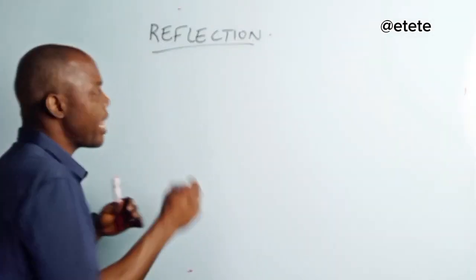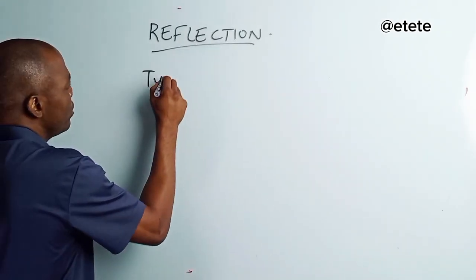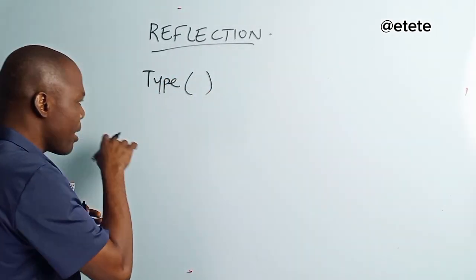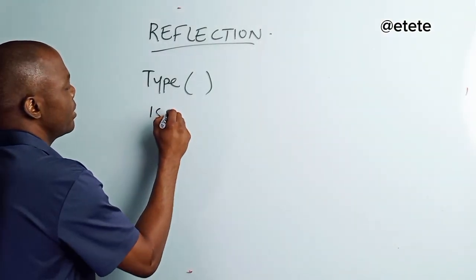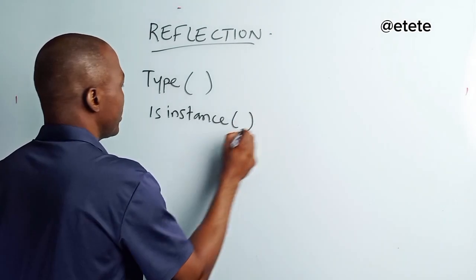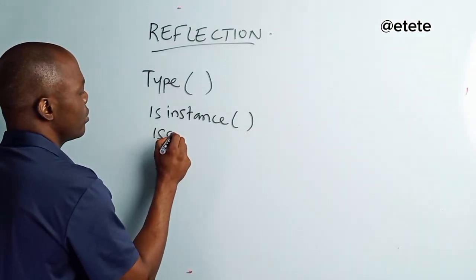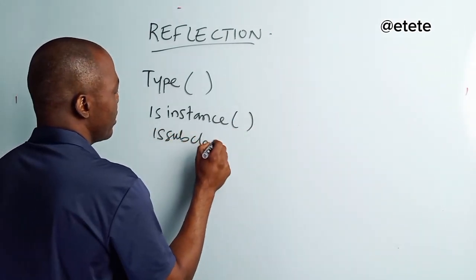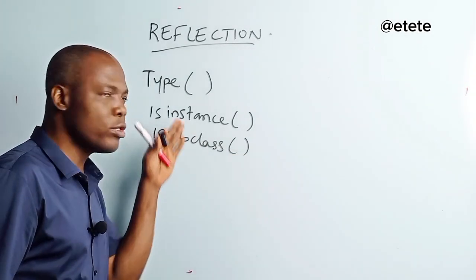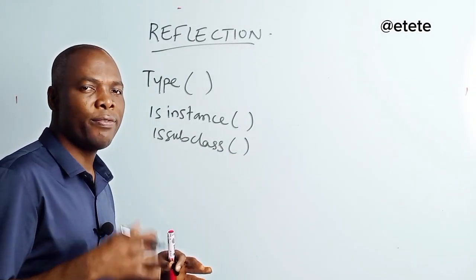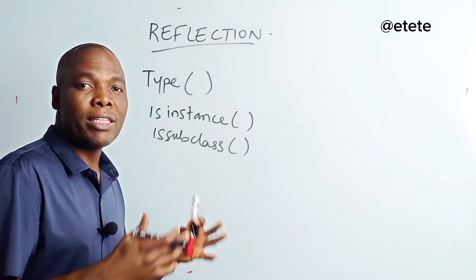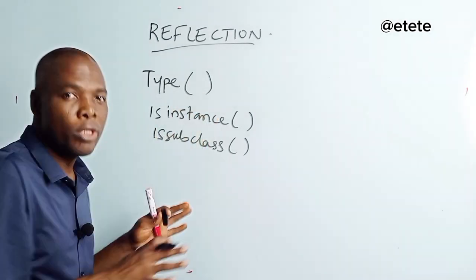So we have something like the type function. We've used this severally, right? This type function, what does it do? Then we have the isinstance function. We have the issubclass function. Now, there are many of these tools that you can use to actually find out anything about an object. So I'm just going to leave you with this.